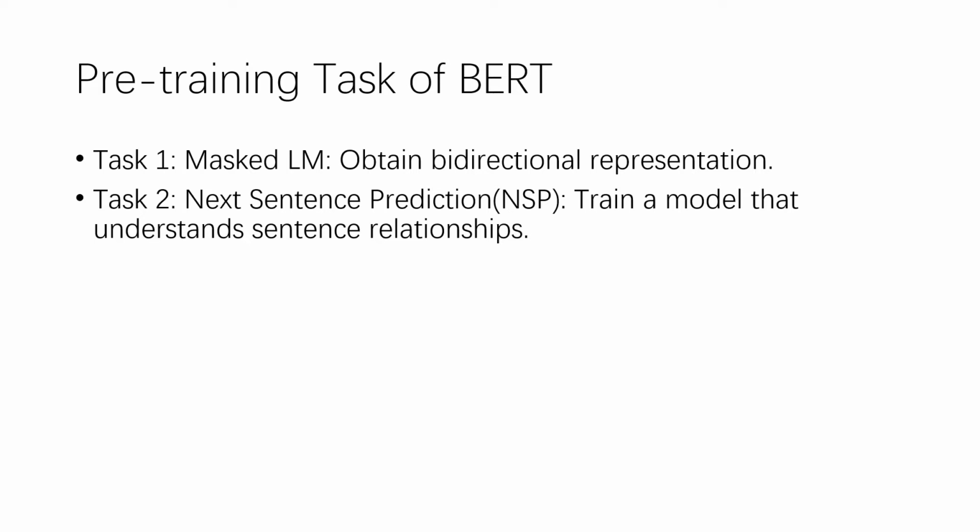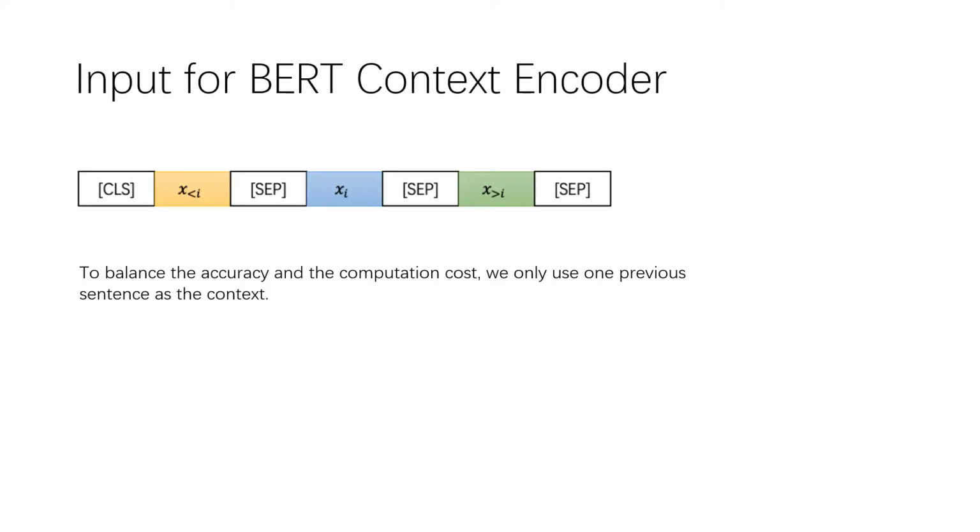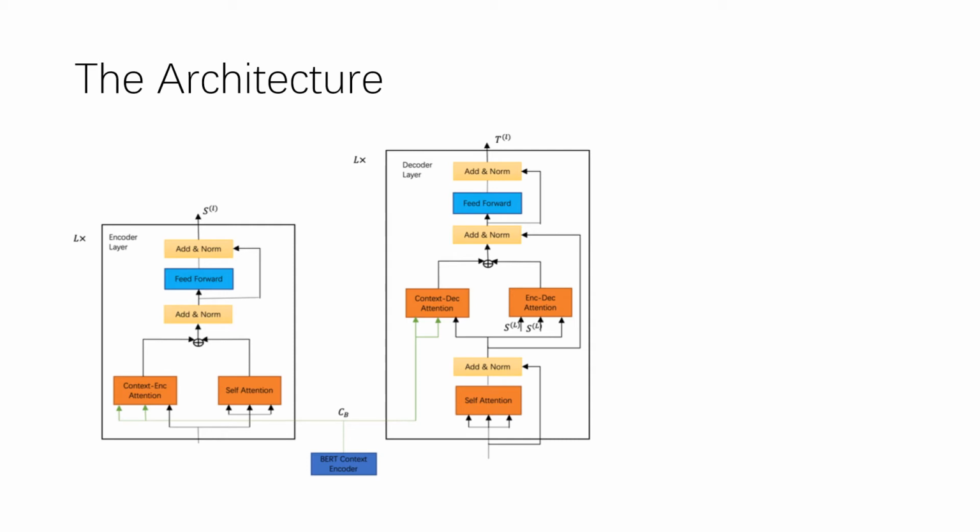In this work, we propose to use BERT as a context encoder to achieve contextual representation, and we extend the transformer model to take advantage of BERT contextual representation. As the input for BERT context encoder, we concatenate the previous sentences, the current sentence, and the next sentences together. The CLS and the SEP are special tokens for BERT. However, in this work, to balance the accuracy and the computation cost, we only use one previous sentence as the context.